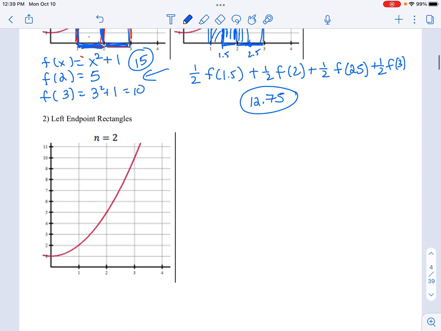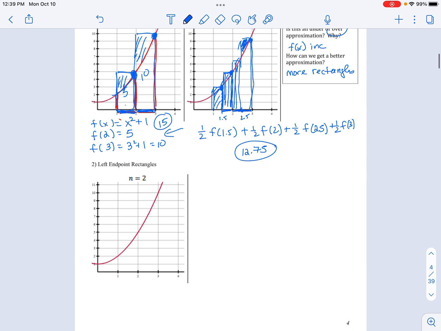Okay, let's do the same problem, but let's do left-hand rectangles. And we're still going to do 2 rectangles on this one. So if I want to do left hand with this 1, I'm going to hit the curve on the left side. So notice it is f of 1. That's my first rectangle right there. The width of the second rectangle in this case is still 1. And then I'm going to hit it on the left side. So the left number between 2 and 3 is 2. So there's your second rectangle. And we need the y value at f of 2.